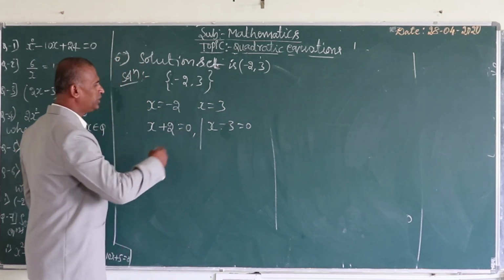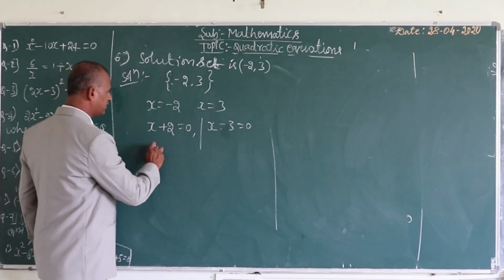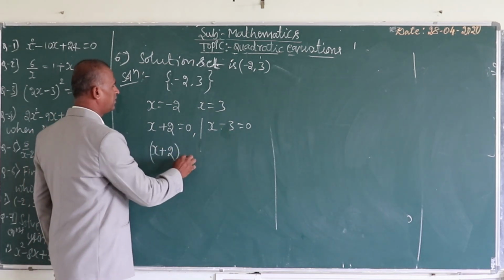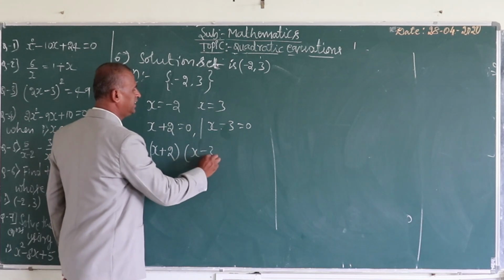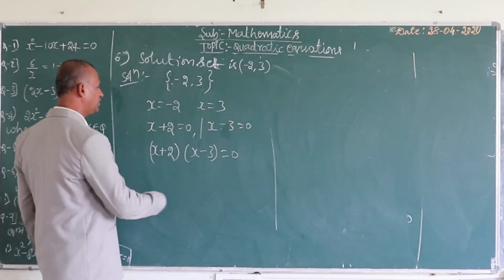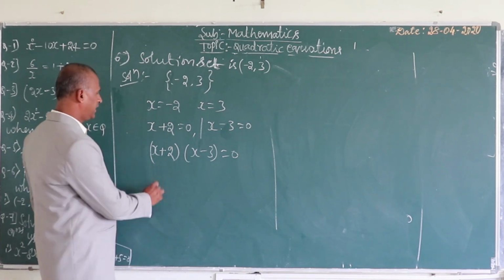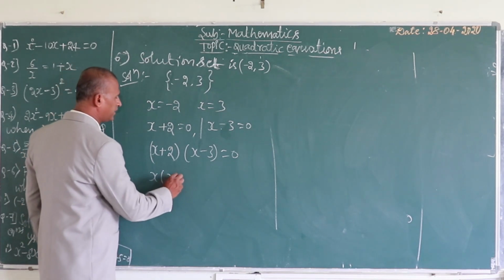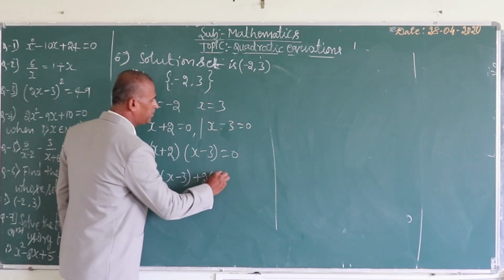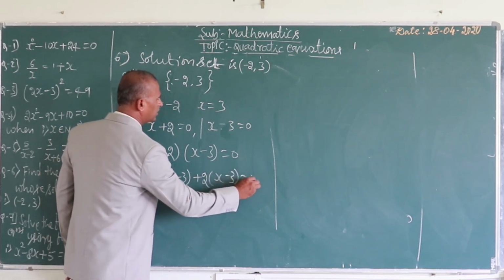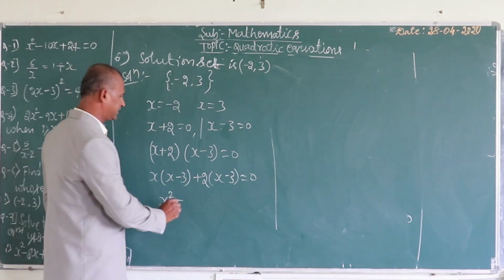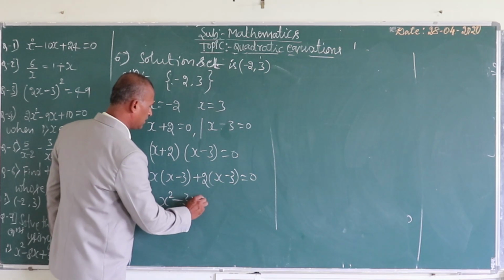After this, both equal to 0, so we will write the product: x plus 2 into x minus 3 equals 0, since both are 0, the product is 0 into 0, which equals 0. Now by using x you can multiply it to x minus 3, and by using plus 2 you can multiply it to x minus 3, equals 0. Now x into x, x square, minus 3x, plus 2x.